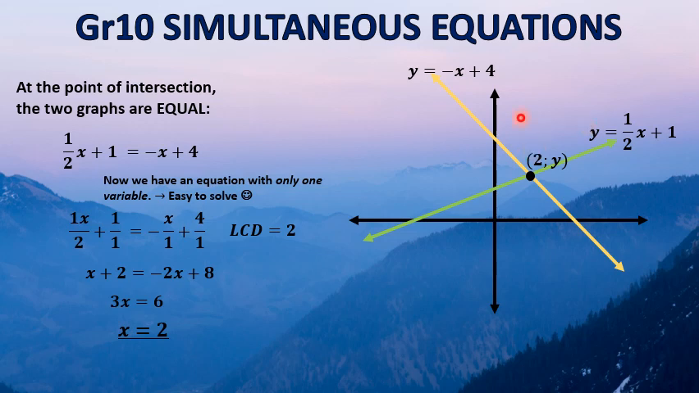So now I know x equals 2, so I'm going to replace my x with the value 2. So when x equals 2, y equals negative x plus 4. And instead of writing x, I'm writing 2. y equals negative 2 plus 4, which gives you 2. So that means that the coordinate of the point of intersection is (2, 2).